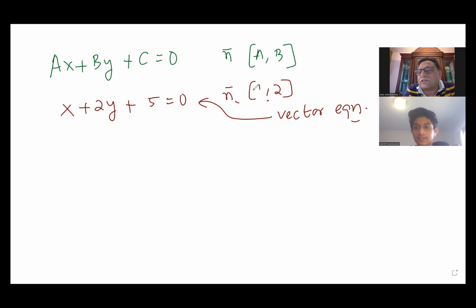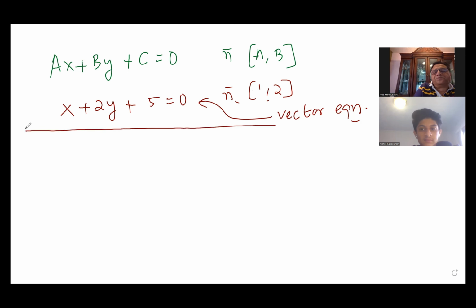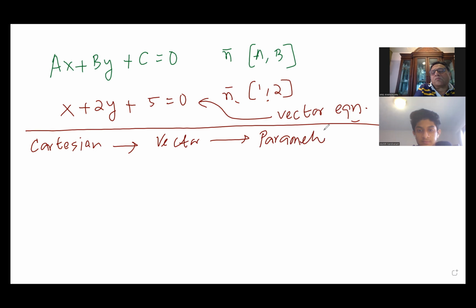But we know vector equation, we know parametric equation, we know symmetric equation, right? We can convert one form of the equation to another form. Now what we are going to learn now is to convert Cartesian to vector or parametric equation or symmetric equation. Is it okay? Yes, sir. Let's do this exercise. Sir, quick question. In R2, do we have symmetric equation? Yes, we have.